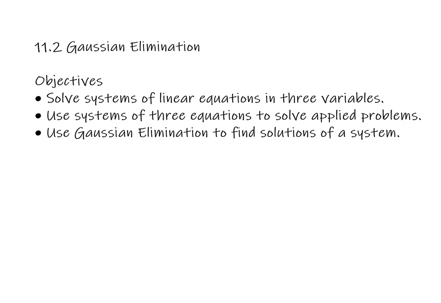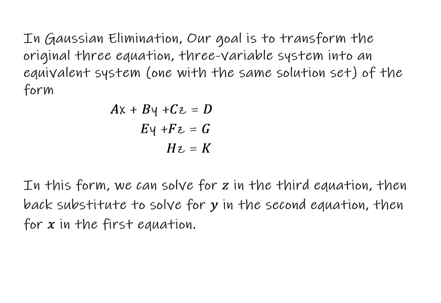So what is Gaussian elimination? Gaussian elimination is a way of approaching systems of equations with a specific goal in mind, that is, to get our systems of equations to look like ax plus by plus cz is equal to d, ey plus fz is equal to g, and hz is equal to k. In other words, there are 3 variables in our first equation, 2 variables in our second, 1 variable in our third. And if we can get our system to look like this, then it's very easy to solve.